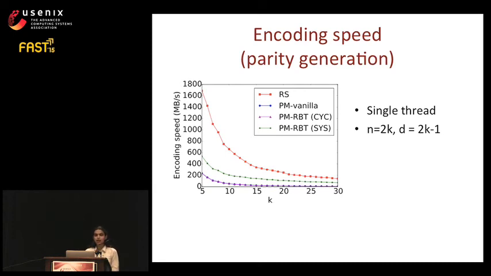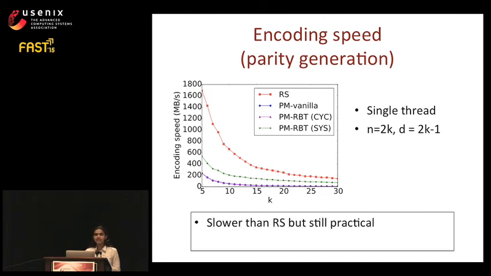This plot presents the encoding speed, that is speed of generating the parities. So the top curve in red is the Reed-Solomon, and the remaining 3 curves are for the original product matrix code and the transformed codes for 2 extreme cases of helper assignment problem that I mentioned. So first of all, we see that encoding speed of both the underlying code and the transformed code is slower than Reed-Solomon, but it is still practical.